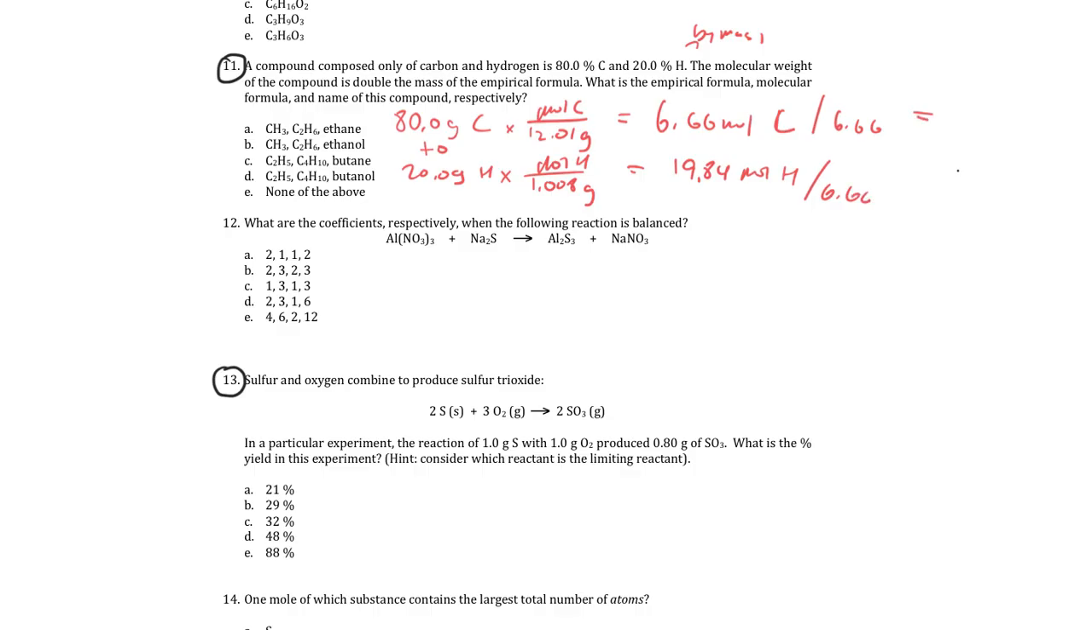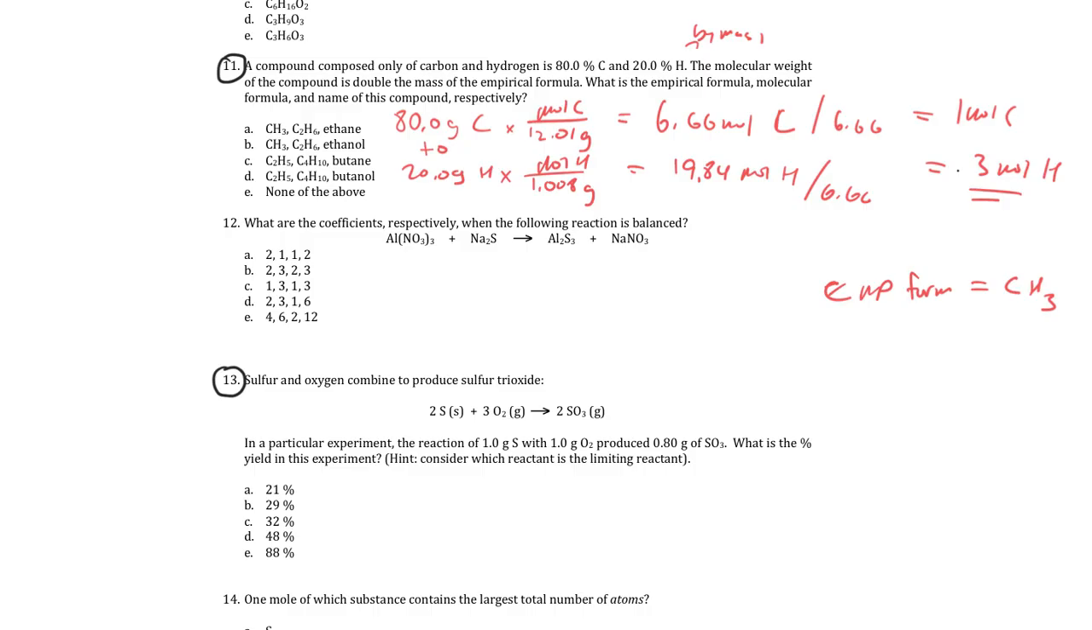See if we get a whole number. Obviously, that'll give us 1 mole of carbon. I think that's going to give us 3. Close to 3 moles of hydrogen. As long as we're within 0.05, we round. I get 2.98, so that's close enough to round to 3 moles of hydrogen. So my empirical formula, the simplest ratio here, will of course just be CH3.